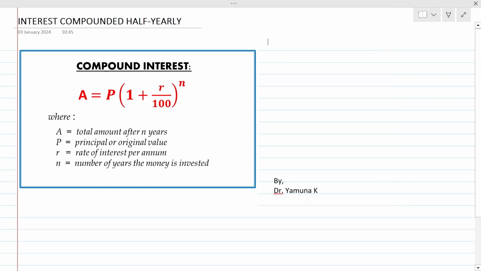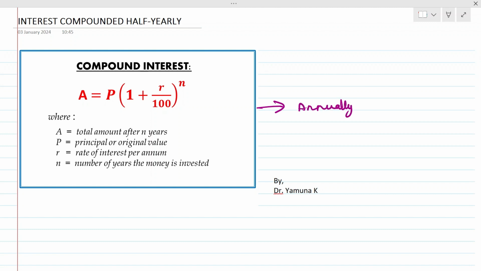In this video, we will be seeing interest compounded half yearly. I have already posted one video where interest is compounded annually. I have given there the formula, which is shown on the screen, for the annual basis. So this formula is for annually.